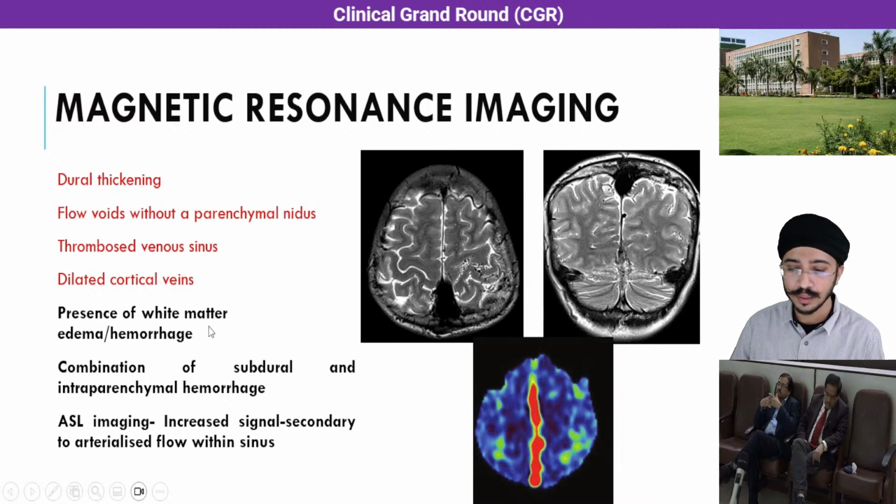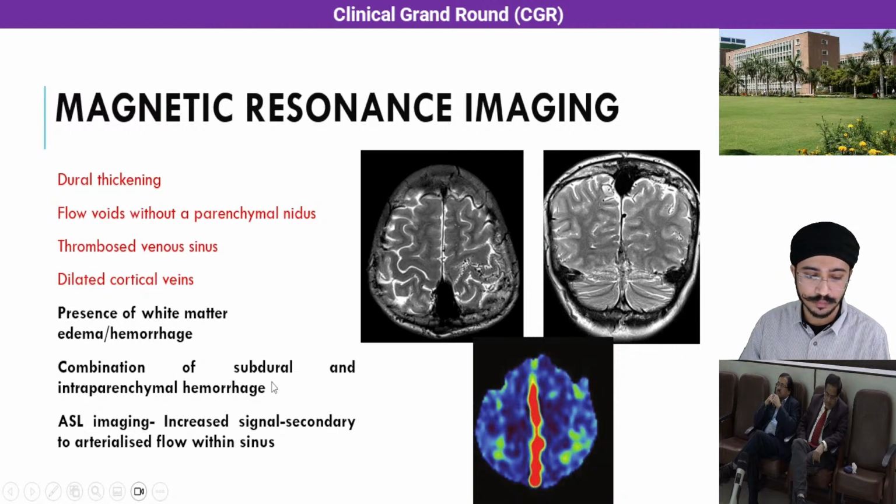The presence of white matter edema is also appreciated on the T2 or FLAIR images. A combination of a subdural hemorrhage and intraparenchymal hemorrhage is indicative of a dural AV fistula. We should always look for a dural AV fistula when there is subdural and intraparenchymal hemorrhage. And ASL imaging is quite useful.